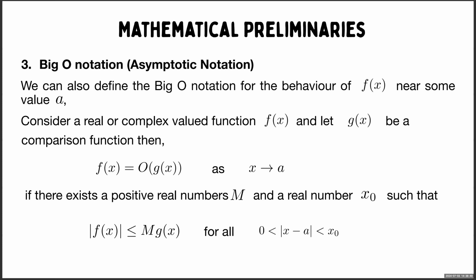So we have the same setup where f of x and g of x. And then we say that f of x is equal to big O g of x as x tends to a if there's a positive real number m and a real number x naught, such that the absolute value of f is always bounded above by m times g of x for all values of x such that the absolute value of x minus a is in between 0 and x1. So usually this value a that we talk about is 0.